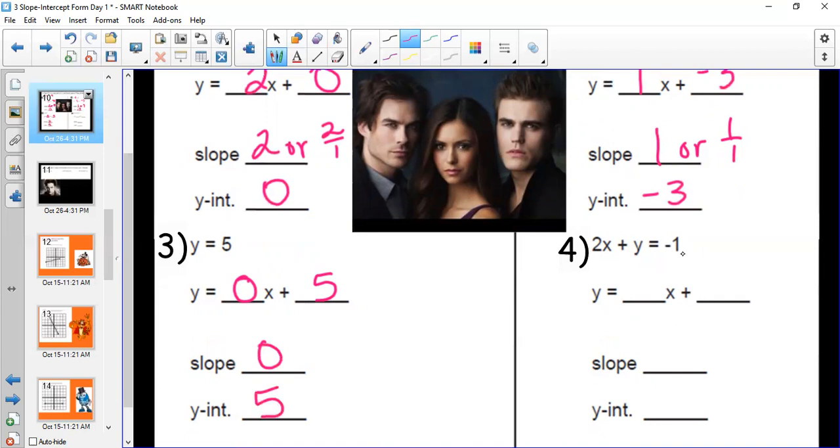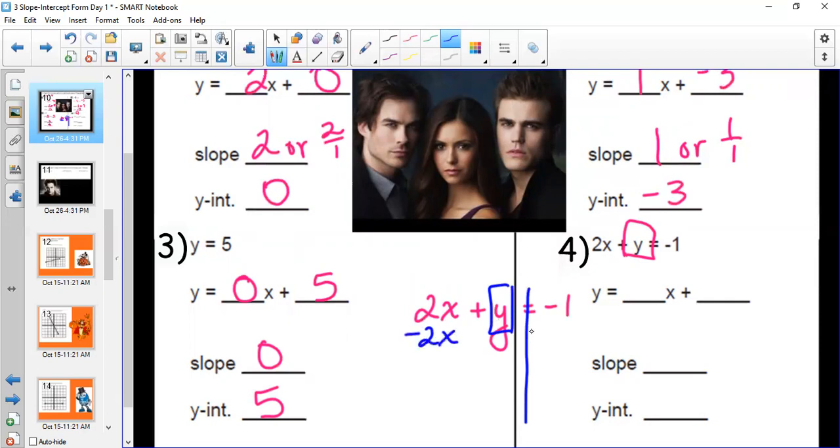On number 4, we have had these before where it's a literal equation where we're trying to get y by itself. So right now, y is not by itself. So this one is not in slope-intercept form. So we're going to have to do a little work here first. Again, our goal is to get the y by itself. So we have to get rid of the plus 2x. To send it to the other side, we do the opposite.